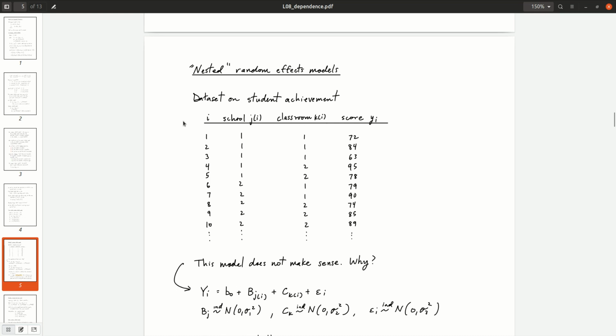So what I'd like you to do is pause the video and think for at least a minute. I'm telling you that this does not make sense, and I want you to think about a justification for why this is not a good model for this data set. So pause it now.